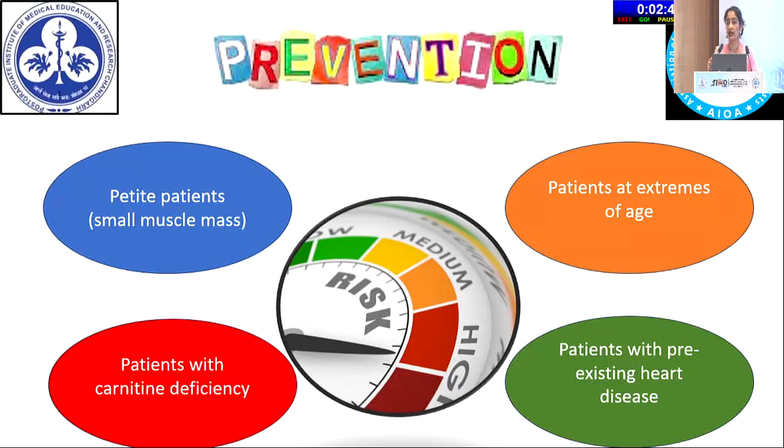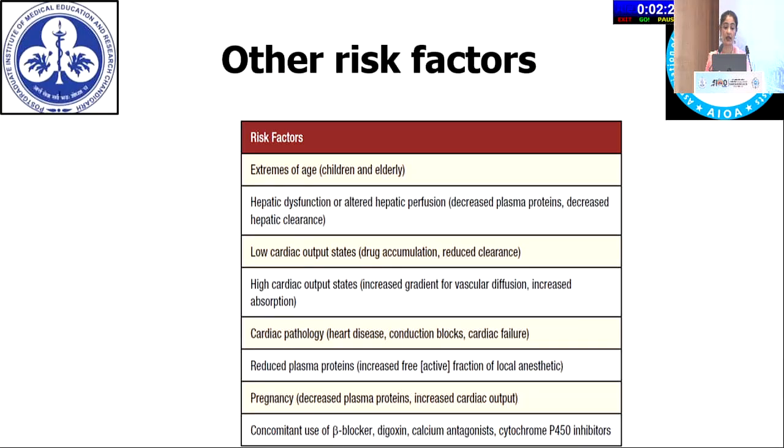So we should always learn to identify at-risk patients with small muscle mass, which is very common in our Indian subcontinent, and patients at extremes of age, both the pediatric and the geriatric age groups, are at increased risk of LAST. As I told you, patients with pre-existing heart diseases have to be always watched. The other risk factors are hepatic dysfunction, altered hepatic perfusion, low cardiac output states, and even high cardiac output states. Reduced levels of plasma protein, pregnant patients, and patients who are on concomitant use of beta blockers, digoxin, calcium channel blockers, etc.